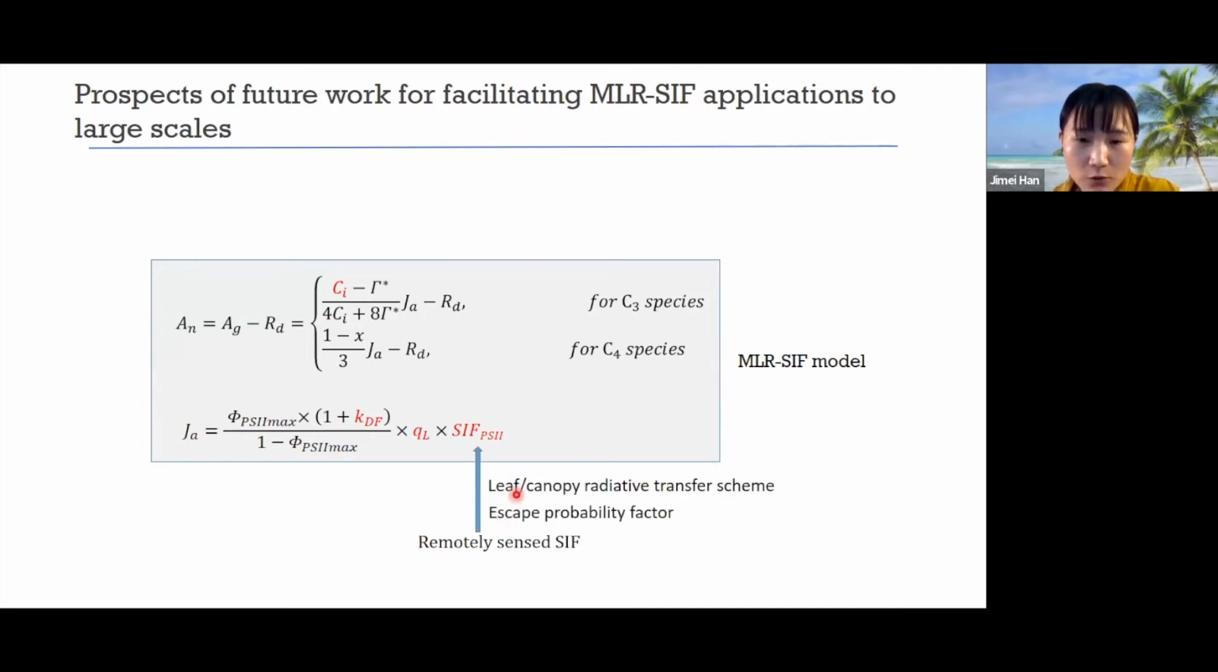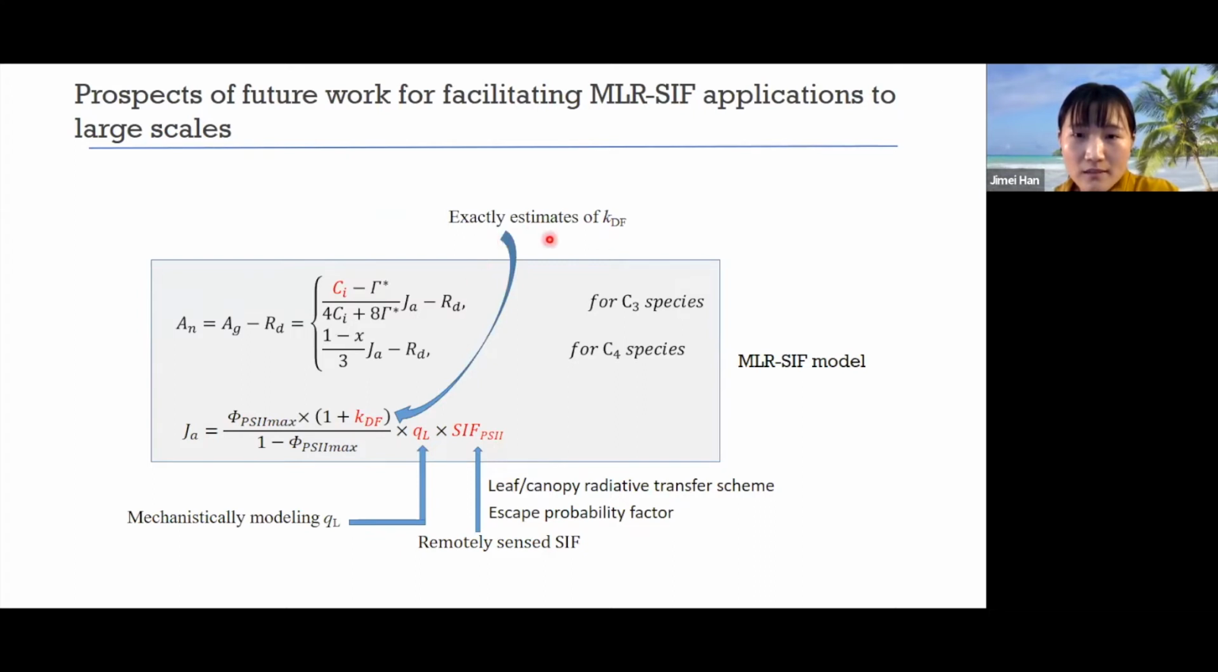So first, we need to couple a leaf radiative transfer scheme or invoke escape probability factors to infer the total SIF from PS2 from the remotely sensed SIF. Or we need to mechanistically model the response of QL under environmental conditions, and then exactly estimate the KDF parameters.